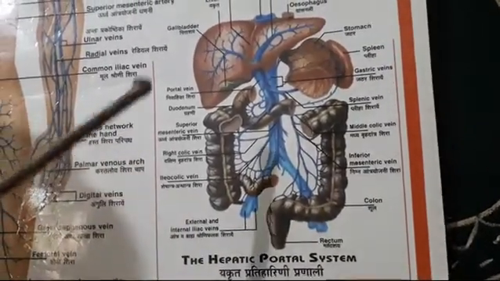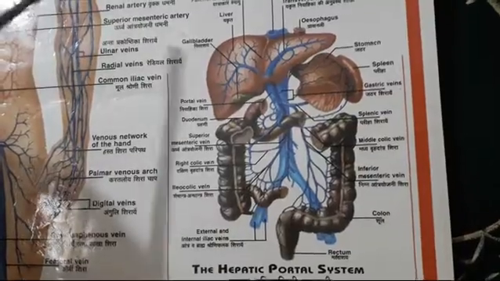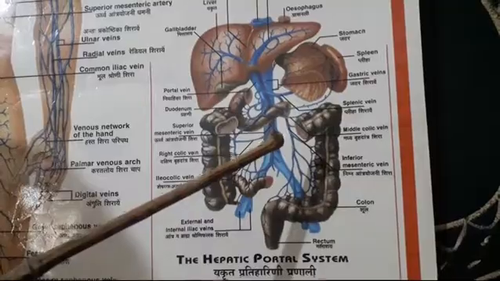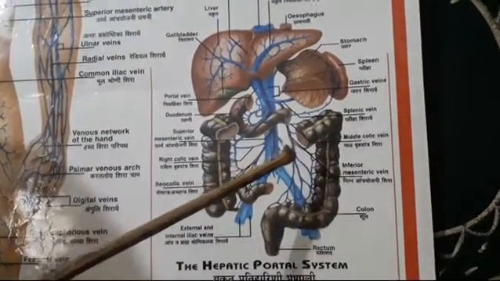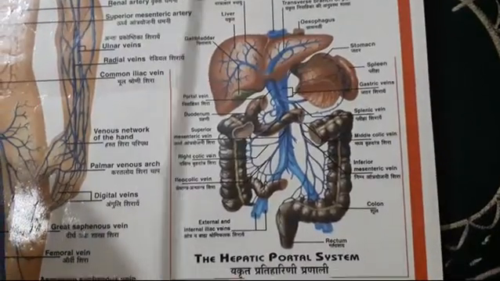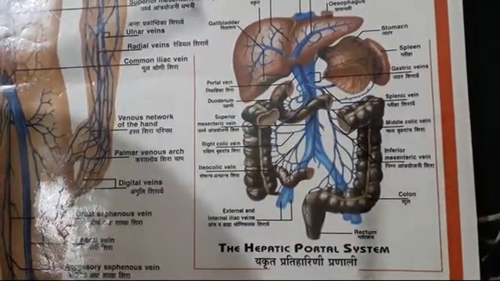And then sometimes you will be asked to define what is hepatic portal vein. So hepatic portal vein is the vein which arises in the form of capillaries and ends in capillaries. That is hepatic portal vein.